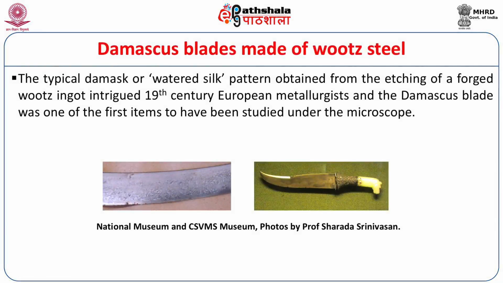The typical damask or watered silk pattern was obtained by etching a forged wood ingot to get alternating patterns of pearlite and cementite, which related to the metallic structure of the high carbon wood steel. This pattern enormously intrigued 19th century European metallurgists, and the Damascus blade was one of the first items to have been studied under the microscope.